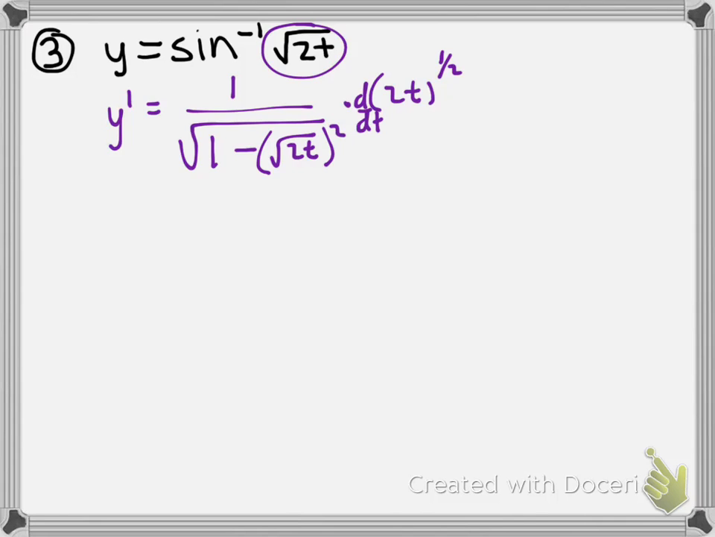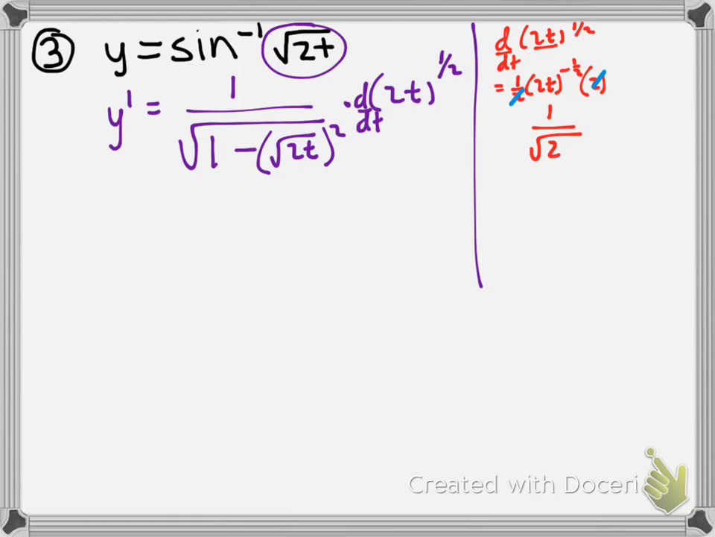Okay, well that's a different story. So why don't we do that over here in a different color? The derivative of 2t to the 1/2 with respect to t is 1/2 multiplied by 2t to the negative 1/2 multiplied by the derivative of the 2t. And the derivative of 2t is 2, so you can see here that the 2's are going to cancel. And I end up getting 1 over the square root of 2t. Okay, so that's what this guy is. So this is right there.